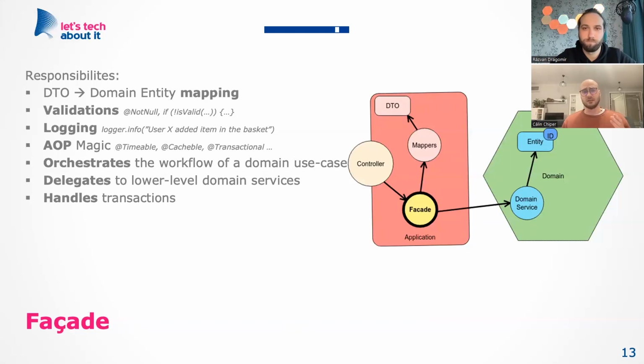The second role of this class is also to orchestrate. For example, you probably have a single domain use case, and in order to complete this domain use case, you should use multiple domain services. So with this facade, you can orchestrate multiple domain services and delegate to them. And this can also be done using a transaction. So a facade's role is also to manage transactions.